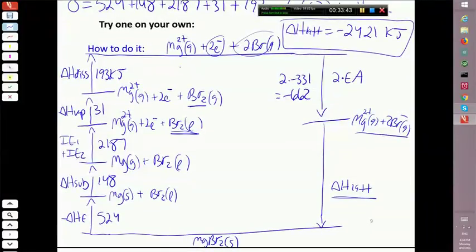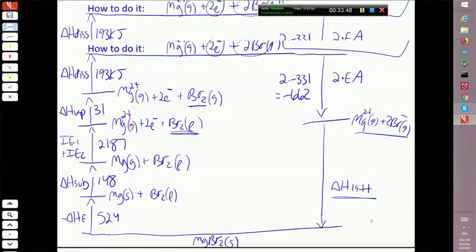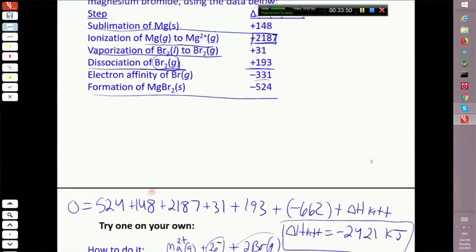Now, some people don't like to have to draw out this cycle every time they do one of these problems, or some people don't quite follow it. So there is a relatively general equation that works that I'll give you.